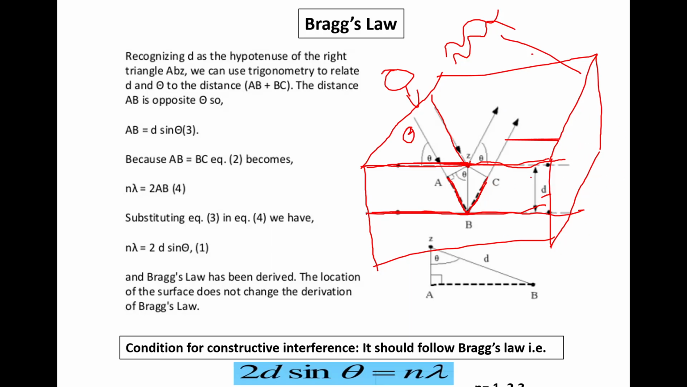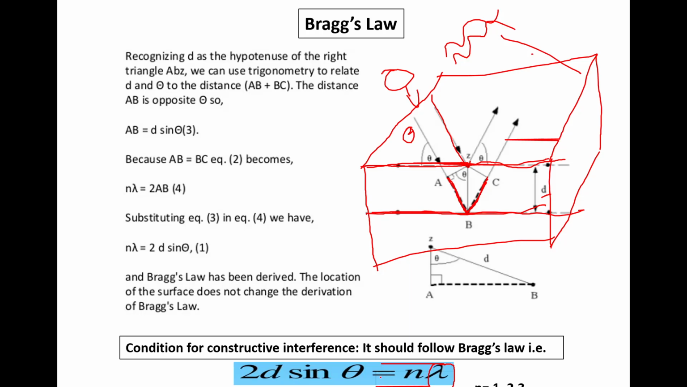If you add them together, then this AB and BC is your path length. And what Bragg said is that to satisfy the constructive interference condition, your path length should be an integral multiple of the wavelength of the light that you are using. The wavelength of the X-ray should be directly proportional to the path length this X-ray needs to cover. What is the path length? Path length is AB plus BC. That is 2d sine theta, because AB is d sine theta from this trigonometric calculation, and BC is also d sine theta. So if you add them, that is 2d sine theta.